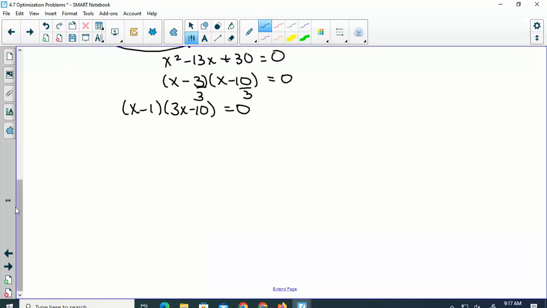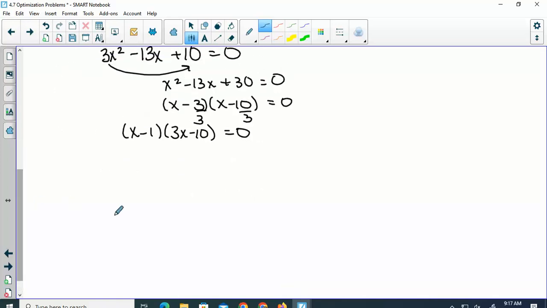So, whether you did slip and slide or box method, you should get x minus 1 times 3x minus 10. Set each of those to 0, and we get a positive 1 and a positive 10/3. So, right now it looks like we could have two different sized squares. Are both of those possible?